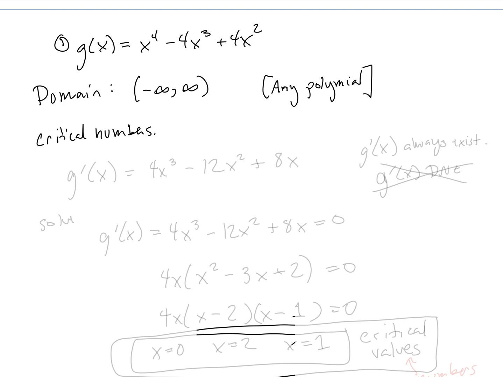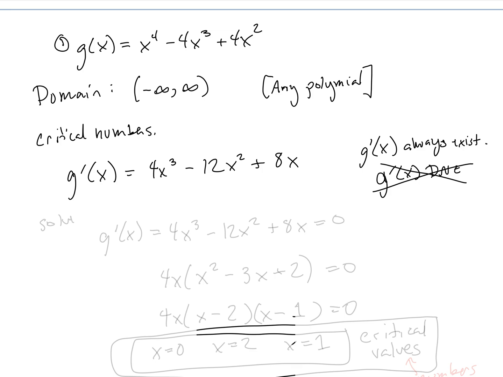And to find the critical numbers, we're going to start by finding g prime of x and figuring out where are places where the derivative either is equal to 0 or does not exist. So our derivative is 4x cubed minus 12x squared plus 8x. That's our derivative. And observe again that g prime of x always exists, is always defined. So we don't have to worry about places where g prime of x does not exist. There won't be any critical numbers of that form.